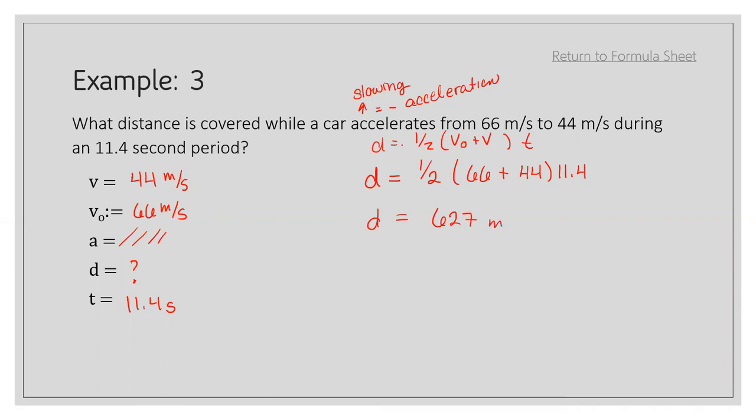Now again, let's do our sig fig check. 3 sig figs, 2 sig figs. So we would round that to 630 meters is the distance. And that little squiggle just means approximately equal to 630 meters is how far the car would travel during that period.